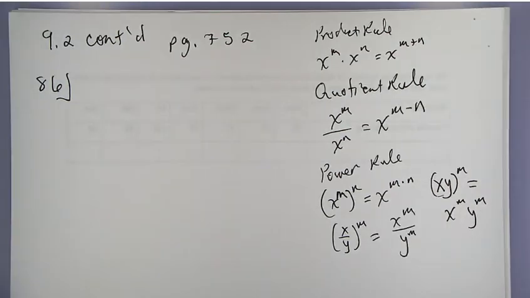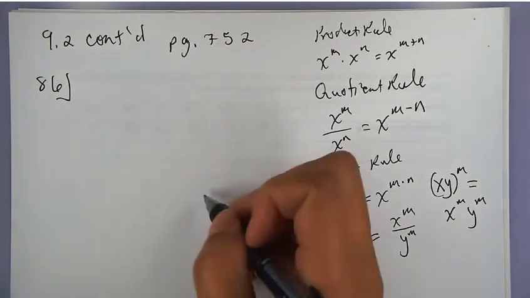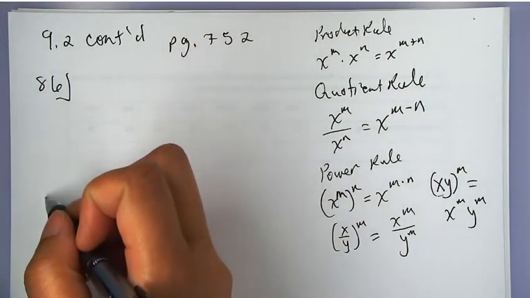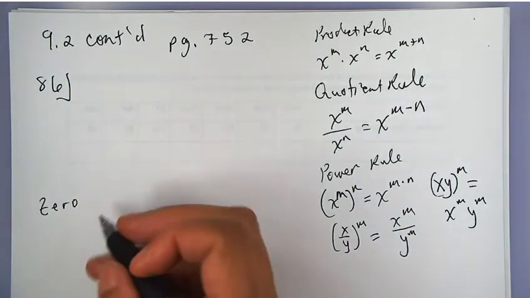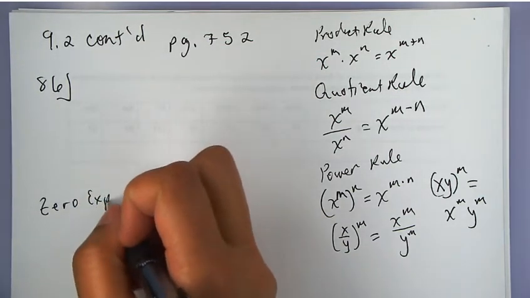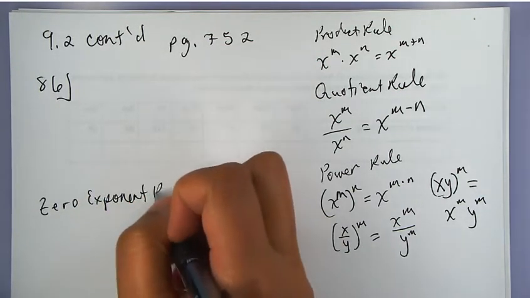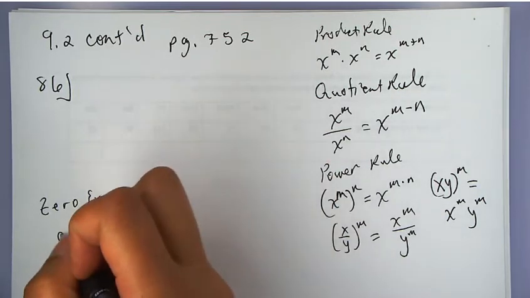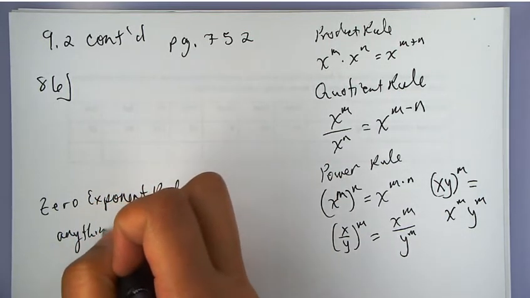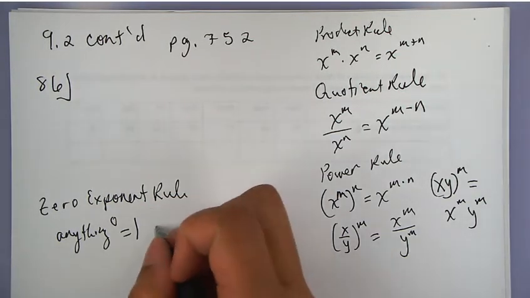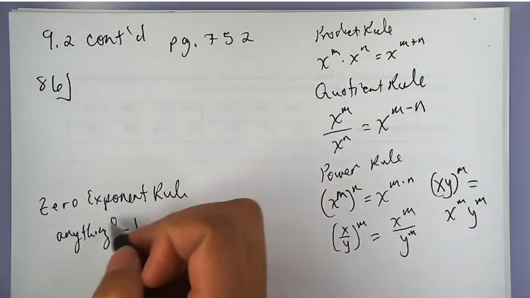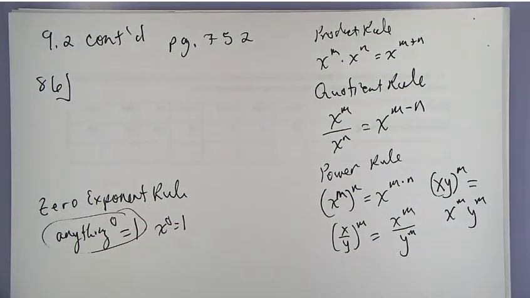We also went over what we call our zero exponent rule, and I'm coming over here because I'm running out of room and I don't want to move out of this screen just yet. Our zero exponent rule: anything to the zero power is equal to 1. Technically we write it as x to the 0 is equal to 1, but I like this one because it reminds you that no matter what you raise to the zero power is 1.